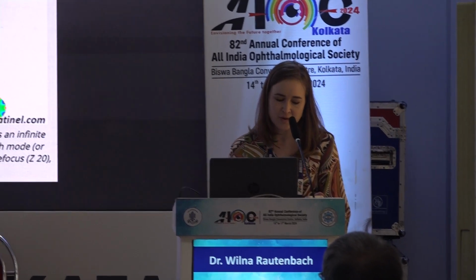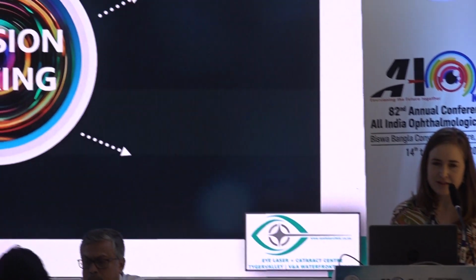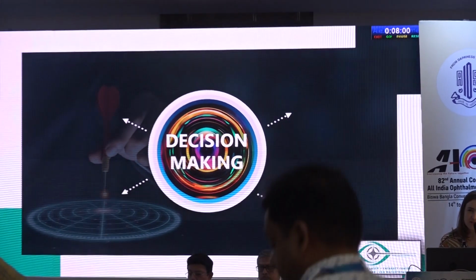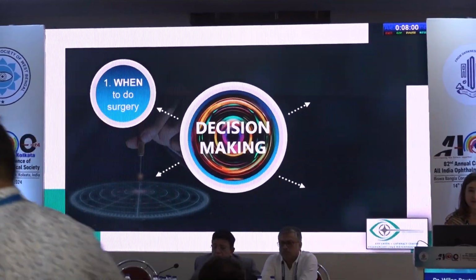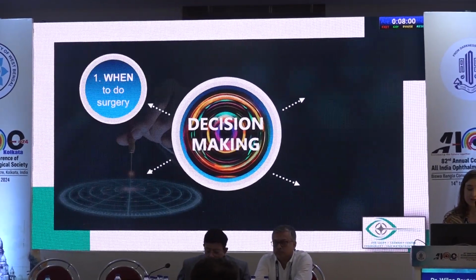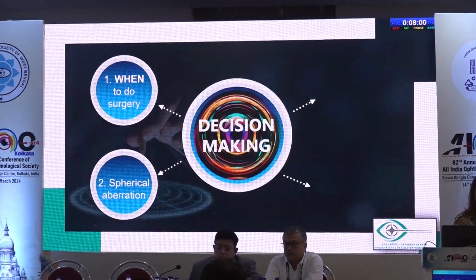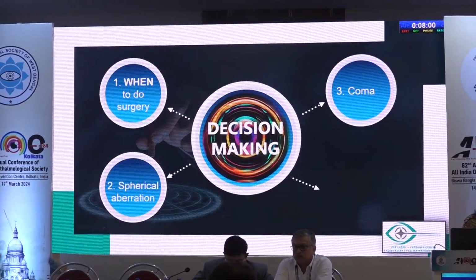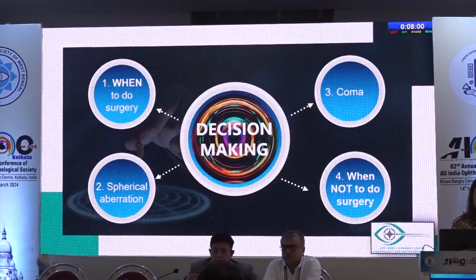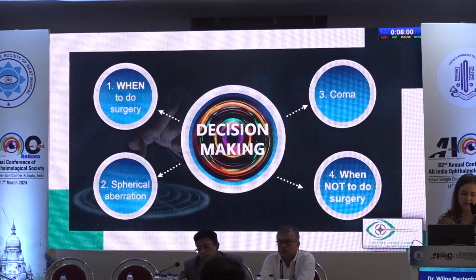There was a lot being said already about higher order aberrations in this session, so we're not going to look a lot into detail. We are going to mostly focus on spherical aberration and also on coma. And importantly, how this can help us with decision making. Firstly, how to help us to decide when to do surgery. We are going to look more into spherical aberration and coma, and also how it can help us to not do surgery.